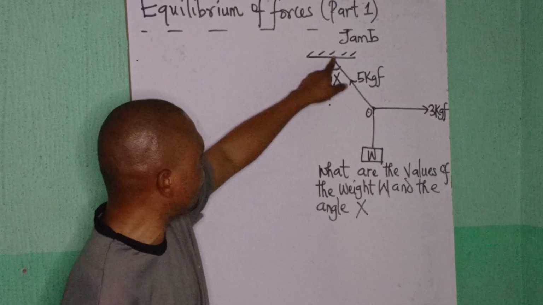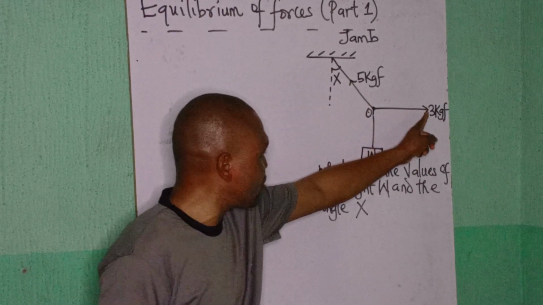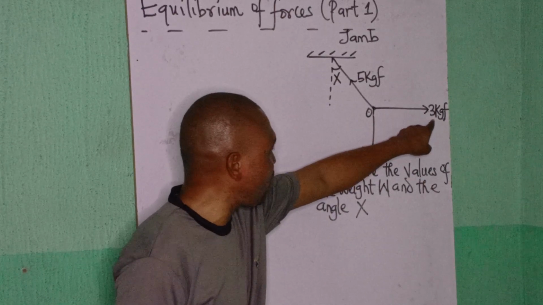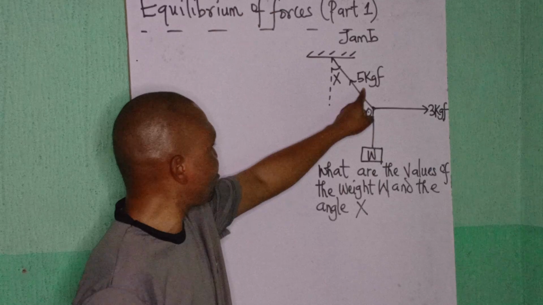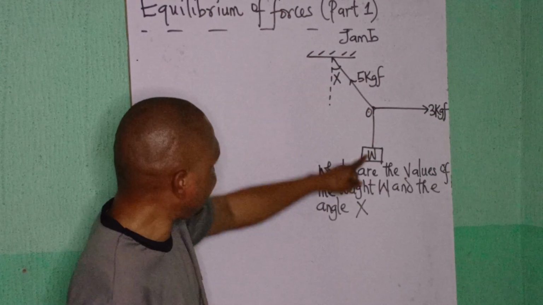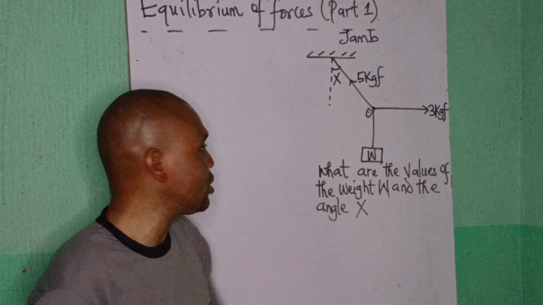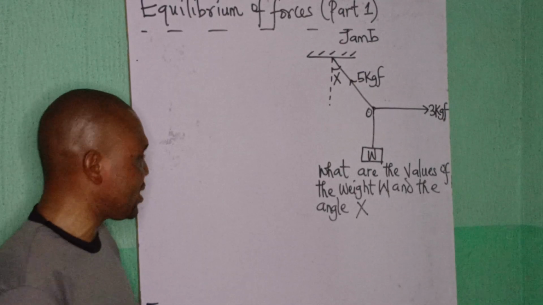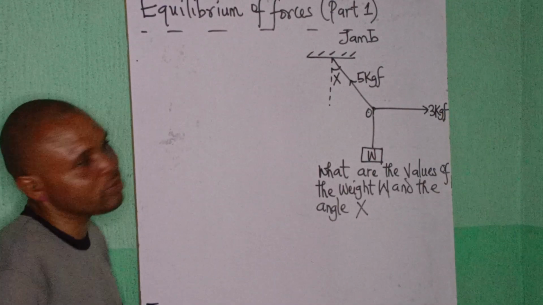There is a rope that is attached to this body, and there is another rope attached to this particular body. This is the value of the force acting in this direction, and this is the force also acting on the rope towards this other direction, and this is the weight of the body, which is acting downward. So the question says, what are the values of the weight W and the angle X?